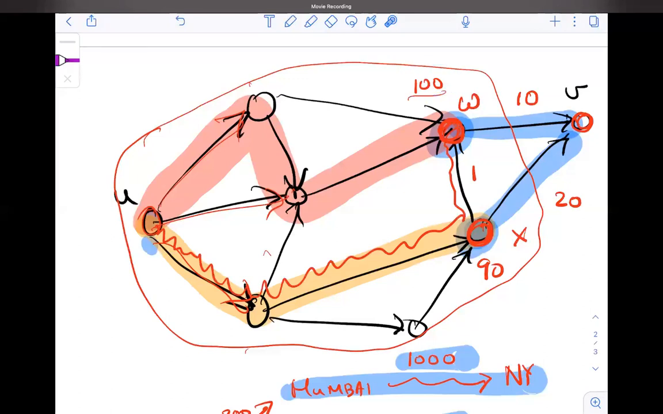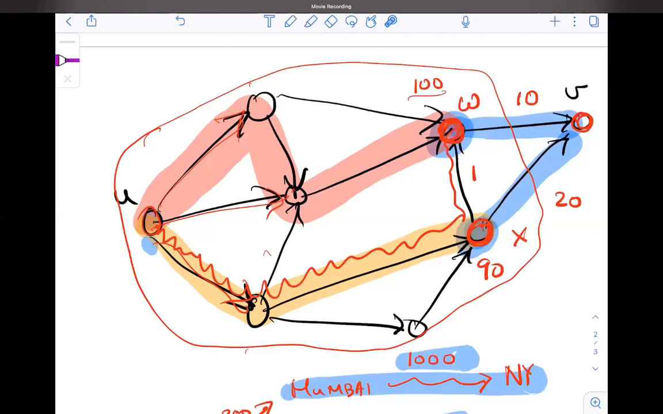Okay. See, U to W is the shortest path that involves everything except V. That's it. U to W contains the shortest path that contains everything except V. So it cannot be.